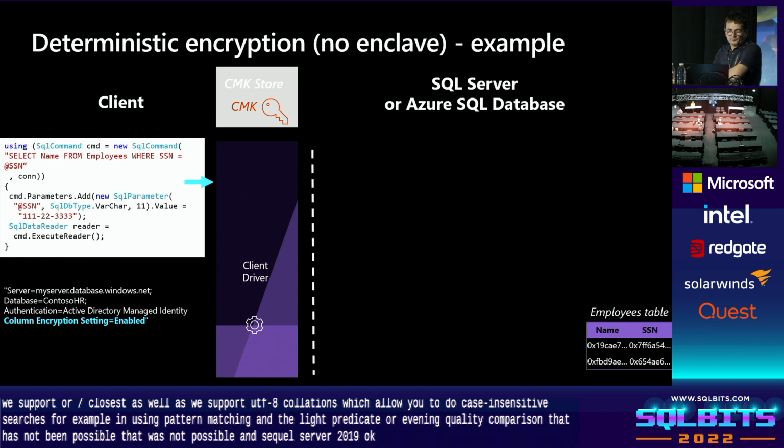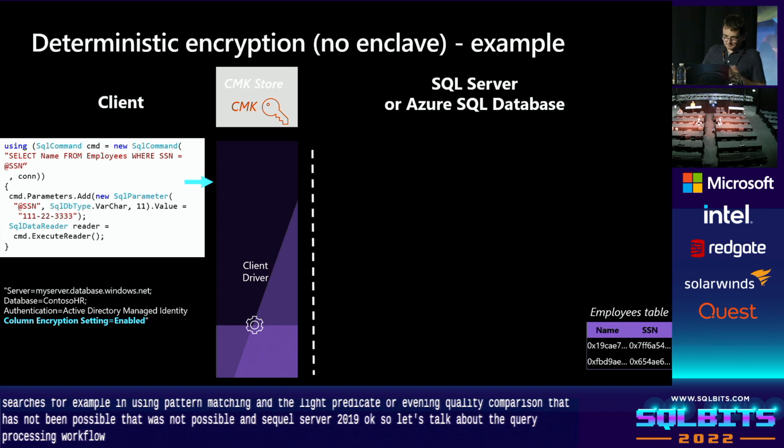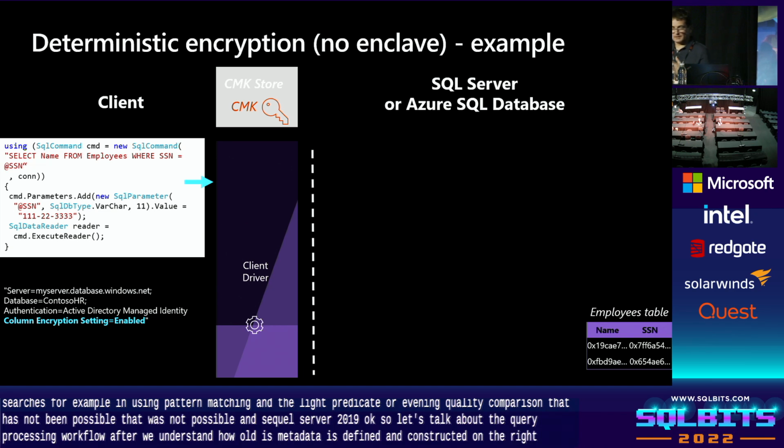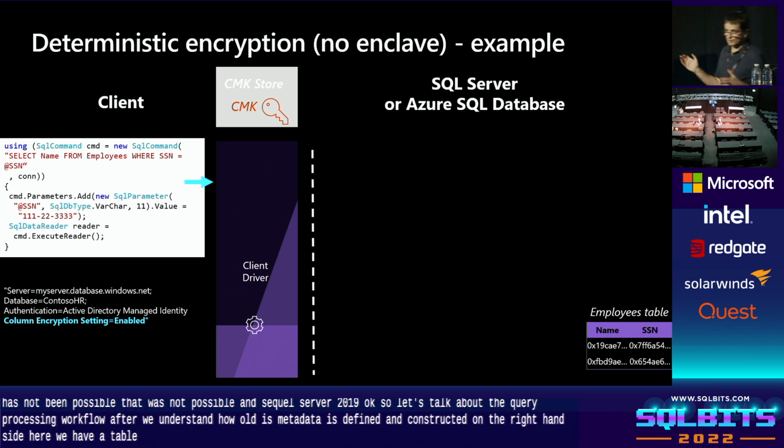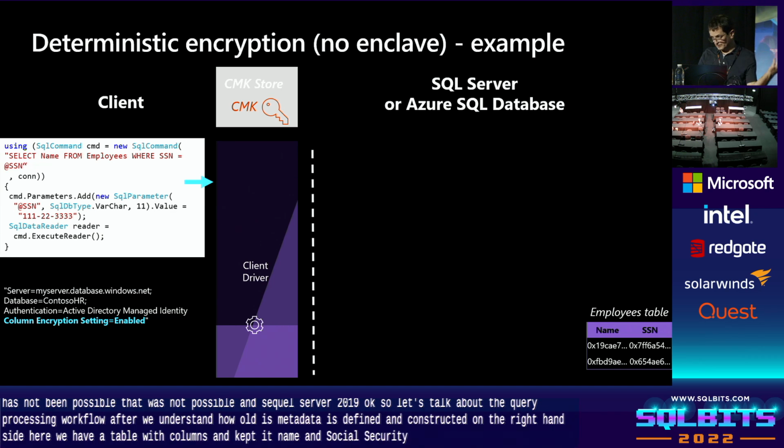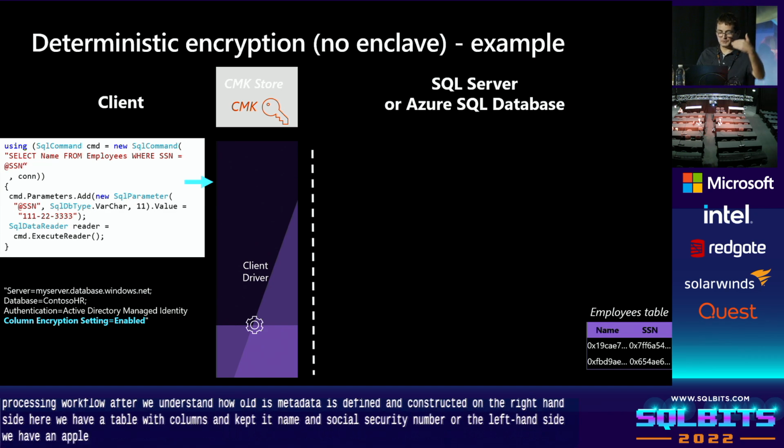Okay, so let's talk about the query processing workflow after we understand how all this metadata is defined and constructed. On the right-hand side here, we have a table with 2 columns encrypted, name and social security number. On the left-hand side, we have an application that triggers a point lookup query. So there is no enclave in the picture.